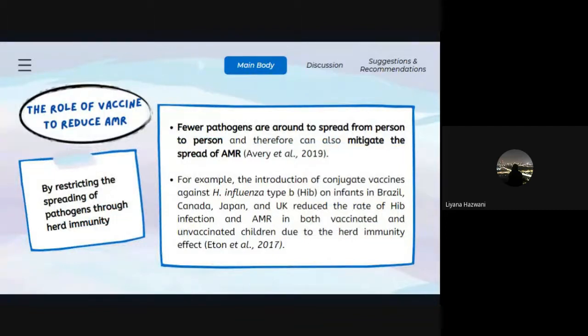The first role is by restricting the spreading of pathogens through herd immunity. When lots of people in an area are vaccinated, fewer people get infected. Thus, fewer pathogens are around to spread from person to person and therefore mitigate the spread of AMR. For example, the introduction of conjugate vaccines against H. influenzae type B in infants in Brazil, Canada, Japan, and UK reduced the rate of Hib infection and AMR in both vaccinated and unvaccinated children due to the herd immunity effect.